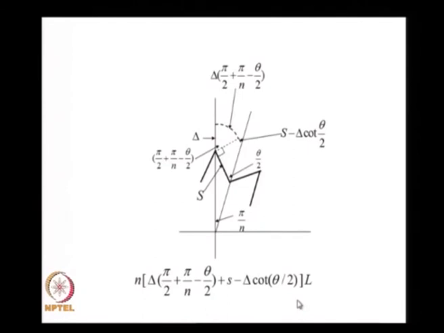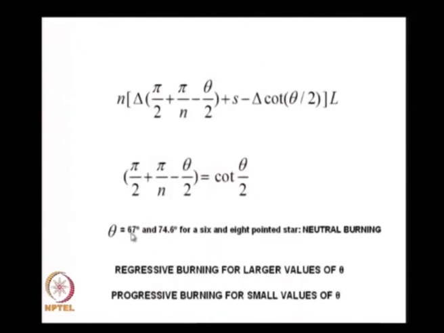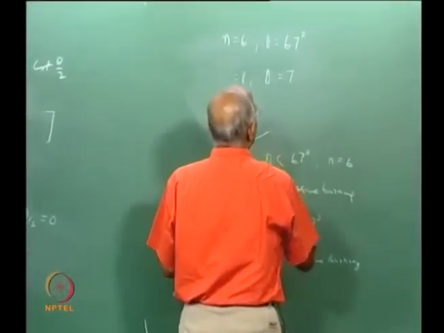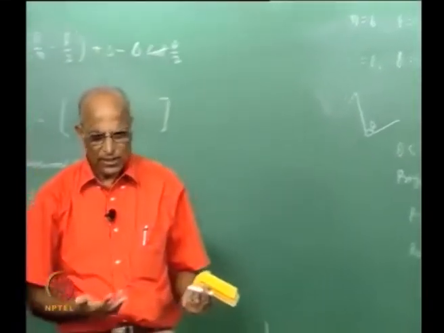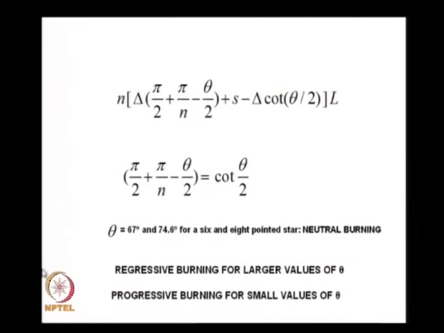Using the burning surface area, the equilibrium pressure and the thrust of the rocket are calculated, and then we got the value as theta equal to 67. I think I gave the value of 76, it should have been 74.6, please correct it, for neutral burning, and you all can do this using a numerical method. That means we will get regressive burning for larger values of theta and progressive burning for smaller values. Therefore, a star has the capacity to be designed for whatever type of burning we desire.